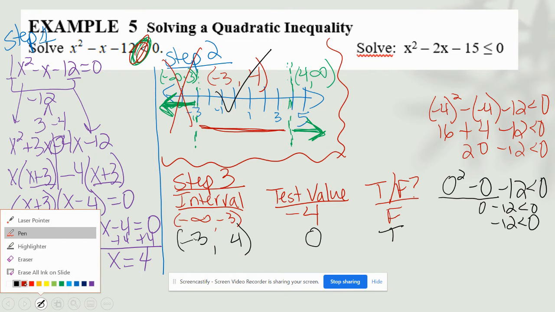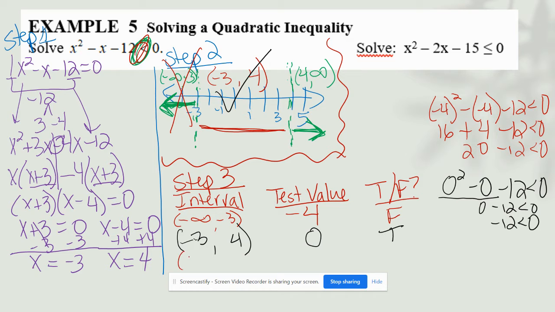The last part is that 4 to infinity. So we can pick any number we want between 4 and infinity. And I'll just go ahead and pick 5. We have 5 squared minus 5 minus 12 is less than 0.